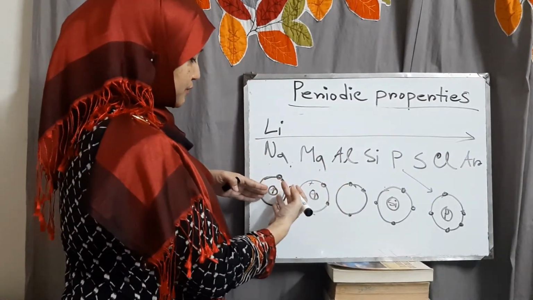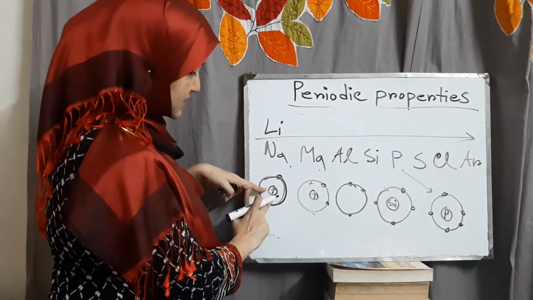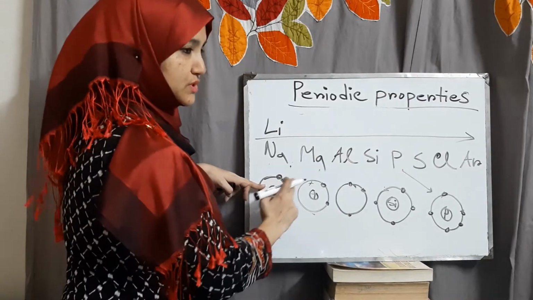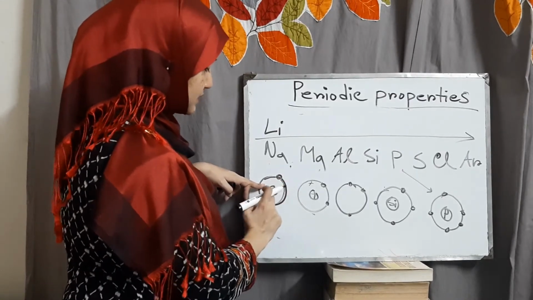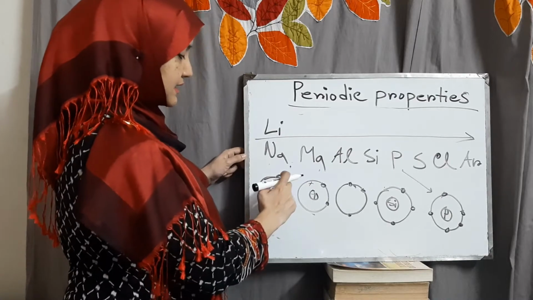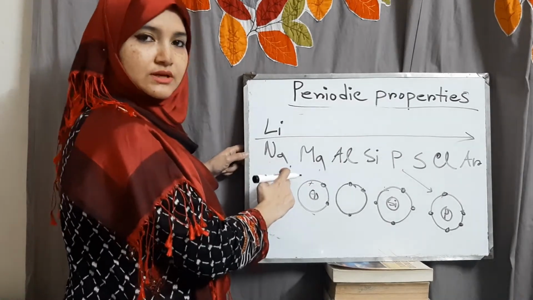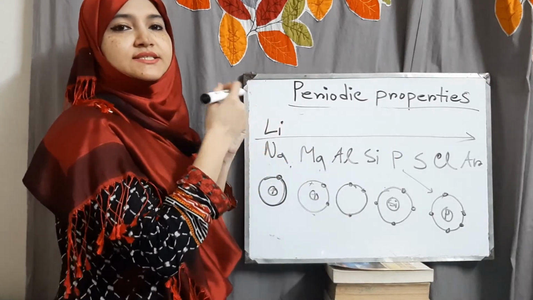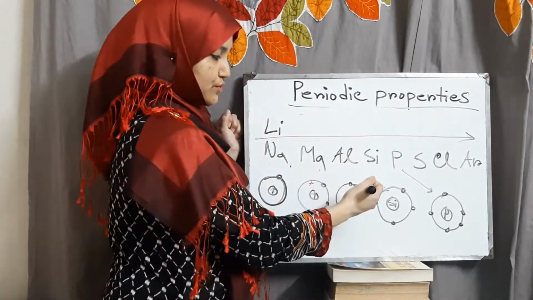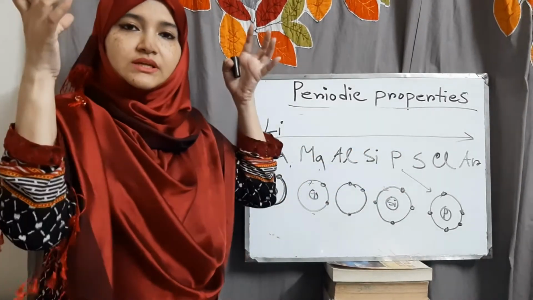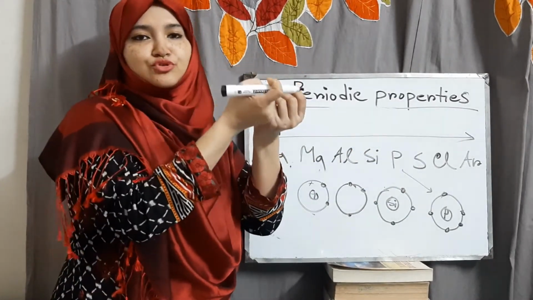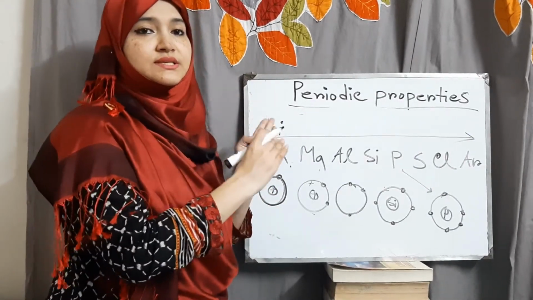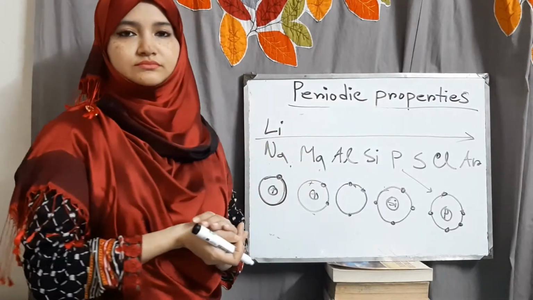And that's why, since the number of protons increases, that means the nuclear charge increases, and the attraction force between the center of the nucleus and the outermost shell electrons increases. This increased attraction force pulls the outermost shell towards the nucleus and decreases its size. Is it clear?